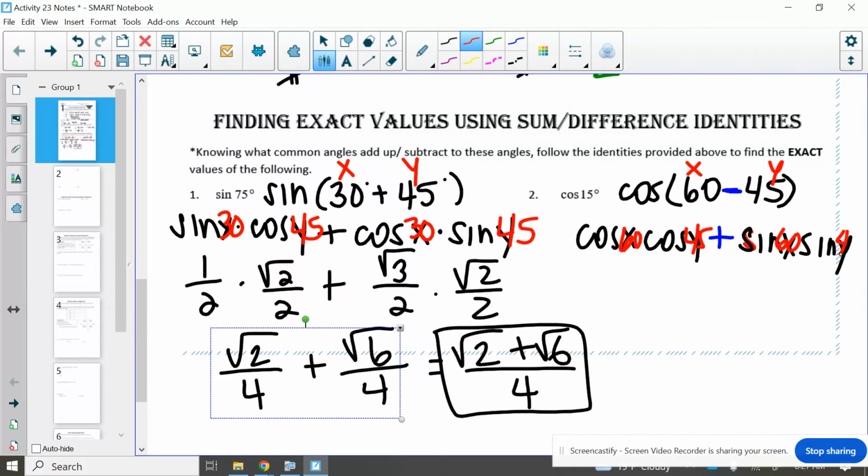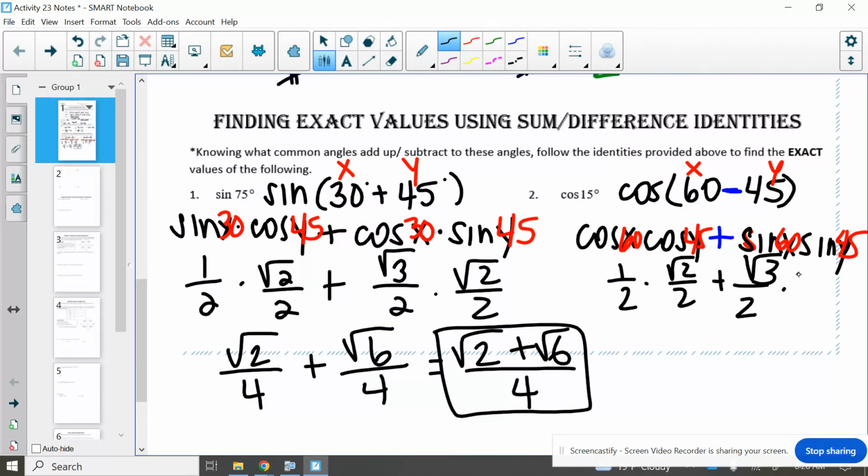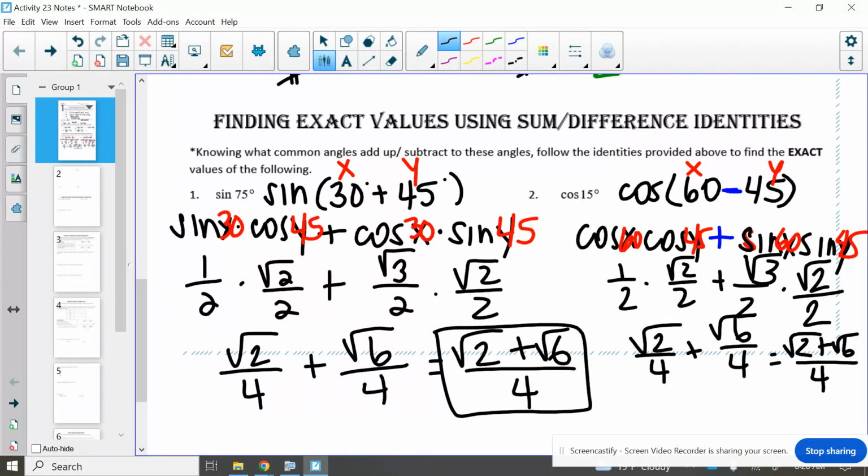So we're going to plug this in. And then from our unit circle, we are going to just fill in the value. So cosine of 60 degrees is 1/2. Cosine of 45 degrees is square root of 2 over 2. Sine of 60 is square root of 3 over 2. Sine of 45 is square root of 2 over 2. And then similar to before, we end up with square root of 2 over 4, square root of 6 over 4, which can just be rewritten as square root of 2 plus square root of 6, all divided by 4.